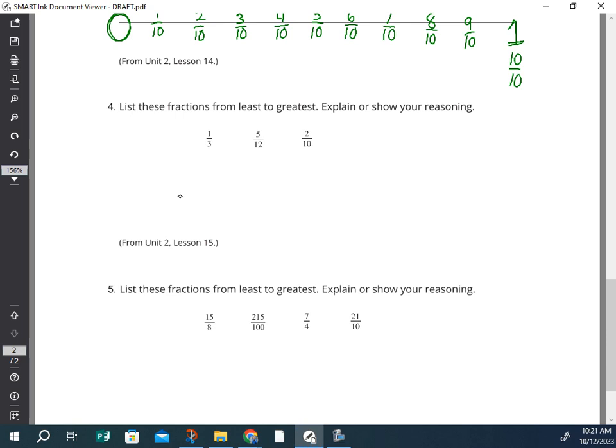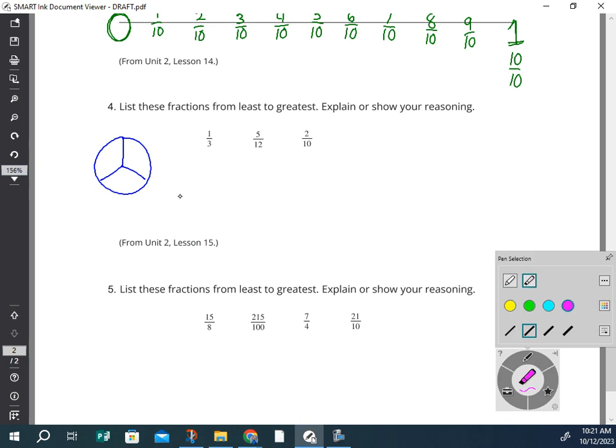Next problem, number 4. List these fractions from least to greatest. Explain or show your reasoning. Wow. Okay. Well, 1/3 kind of looks like that. And I would color it in. I'm just trying to draw a picture of this to see if that helps me. This would be 1/3. That would be a third. If I were to draw 12ths, now it's getting tricky. 12ths are hard to draw.